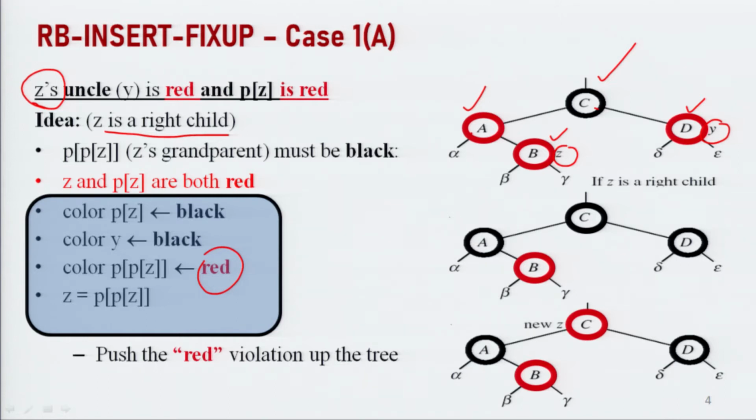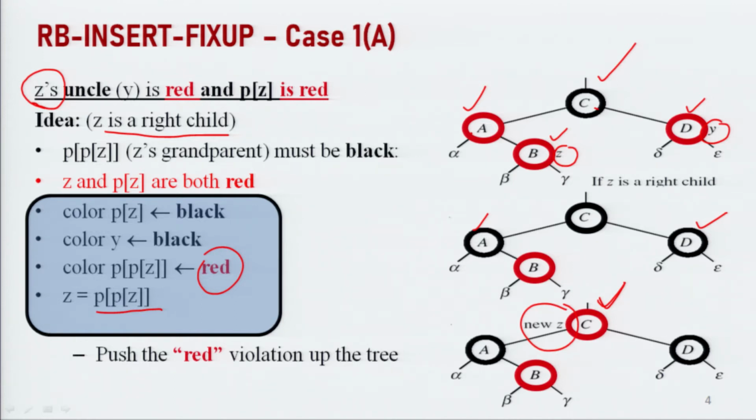Just see here, the color of the parent has become black, the color of the uncle has become black, and the color of its grandparent becomes red. Now, the last point is that the new Z becomes the parent of Z. So, this grandparent becomes the new Z. All these operations are performed in case 1a.